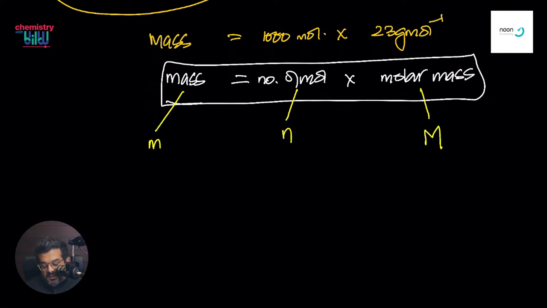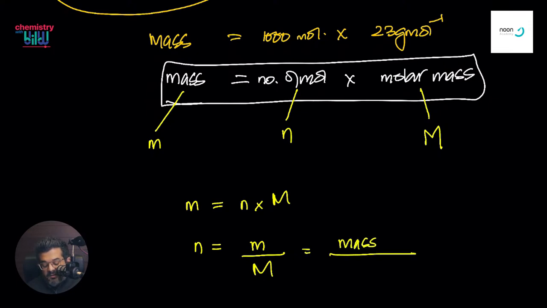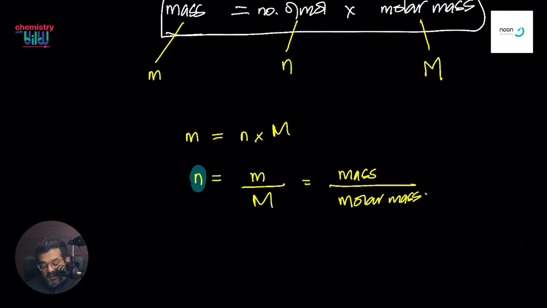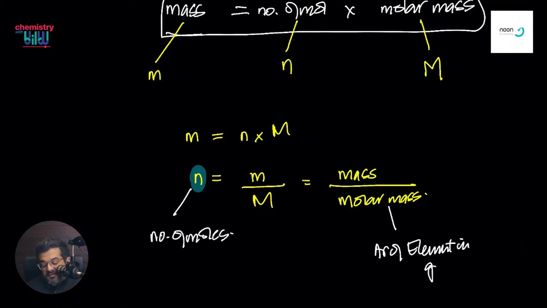Now, we have this: therefore m is equal to n times M. And if I rearrange it to make n the subject, then it becomes mass over molar mass. So n is your number of moles. And what is molar mass? It is the Ar of an element in grams. That's what a molar mass is. Or, for compounds, it is the formula mass in grams. But we'll get to that in a minute.